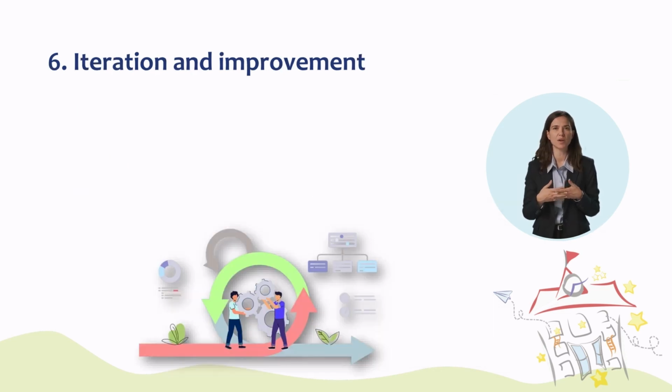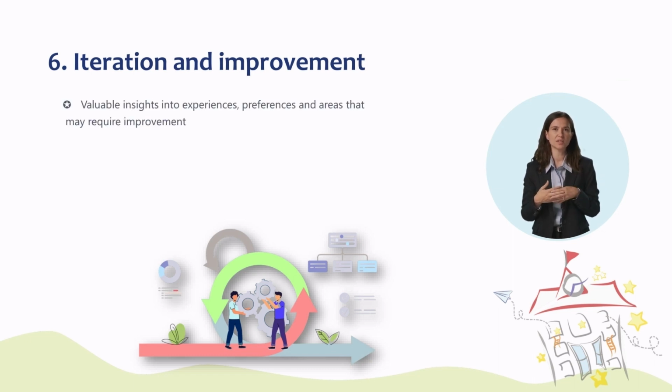The last step in the process of designing gamification for learning situations is iteration and improvement. Once you have created your gamified learning experience, it is crucial to continuously test, gather feedback, and make necessary adjustments to ensure its effectiveness and engagement. Testing your gamified learning experience involves observing how learners interact with the elements, mechanics, and feedback systems you have implemented. By collecting feedback from the learners themselves, you can gain valuable insights into their experiences, preferences, and areas that may require improvement.